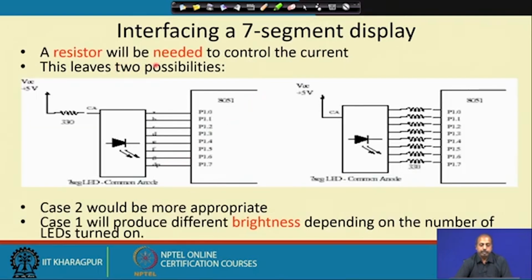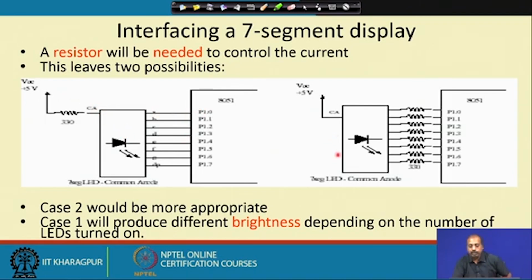So, a resistor will be needed to control the current. This is in common anode configuration. I will connect a single resistance, which will be sufficient, and it will be giving current to all the 7 segments of the display, and in the 8051 port I will put the corresponding bit to 0, so that the corresponding LED will glow.